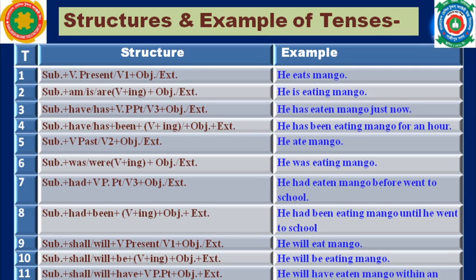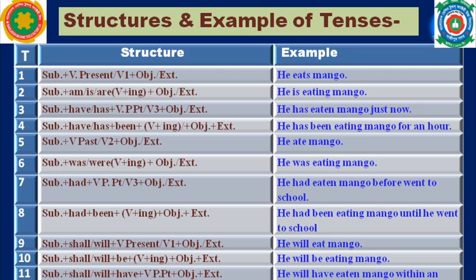He will eat mango. It's future indefinite tense. When any action will occur in the future, that didn't happen now, that didn't happen in the past, but will happen in the future, that's called future indefinite tense. He will eat mango. I hope you have understood.